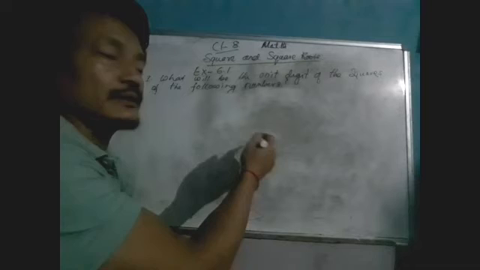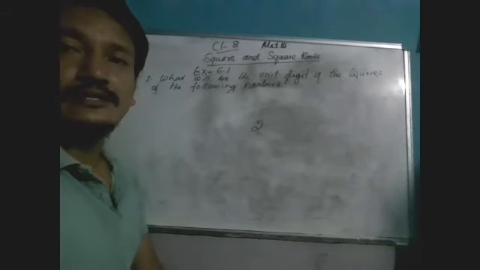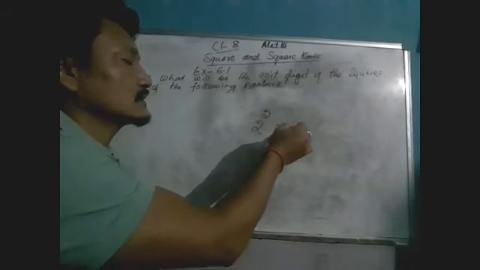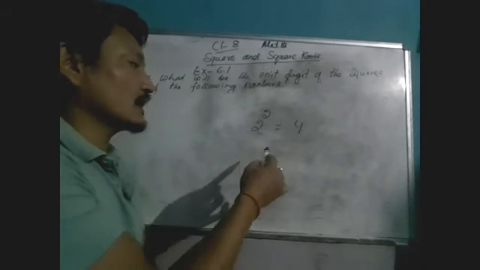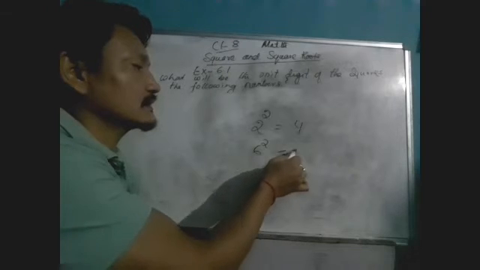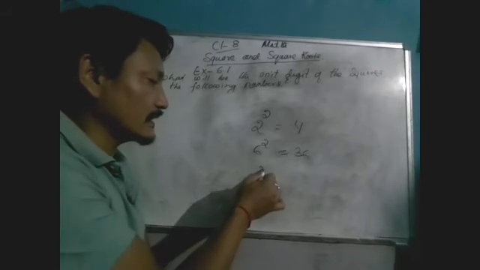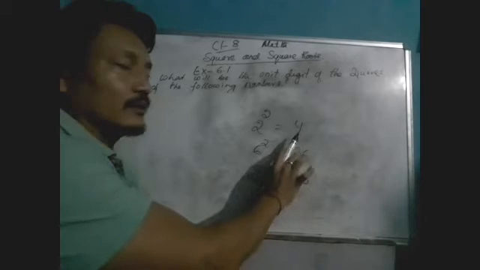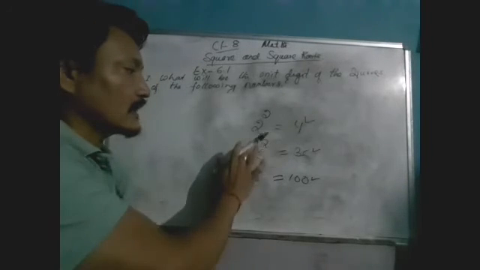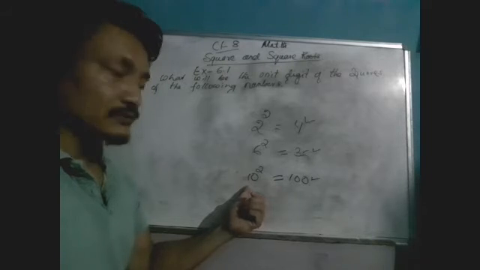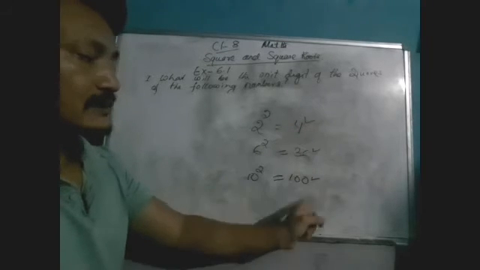Here I'll give you a simple example using simple numbers. The most commonly used number is 2. If you are asked to find the square of 2, you all know that the square of 2 is always 4. If you are asked to find the square of 6, the square of 6 is 36. And the square of 10 is 100. The square numbers 4, 36 and 100 come from the numbers 2, 6 and 10.